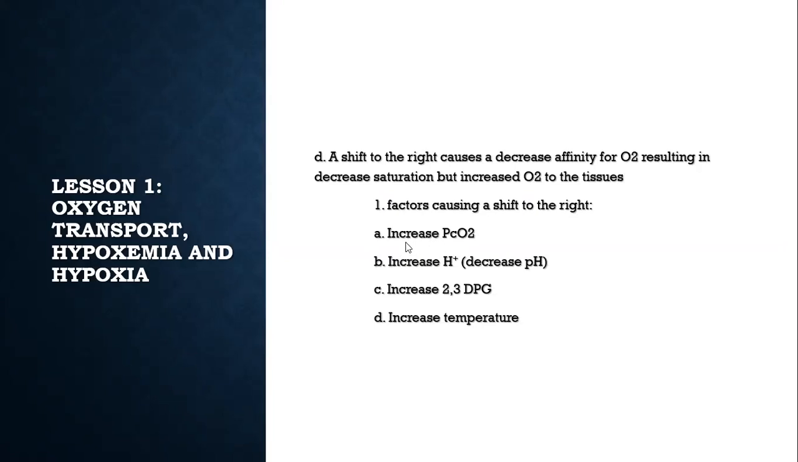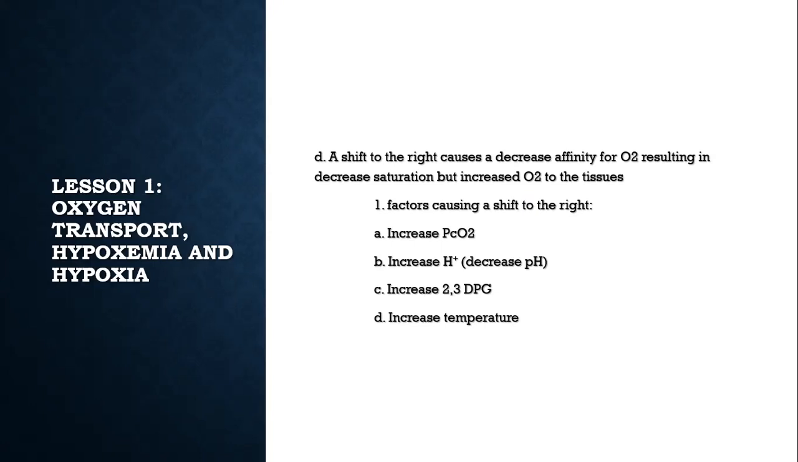So when it shifts to the right, we have an increase in CO2, an increase in hydrogen ions, an increase in 2,3-DPG, and an increase in temperature. So we talk about that temperature again. The factors that cause that curve to shift over to the right would be an increase of CO2, an increase in hydrogen ions, an increase in 2,3-DPG, and an increase in temperature. Those are the four things that happen with a shift to the right. So make sure you remember that.